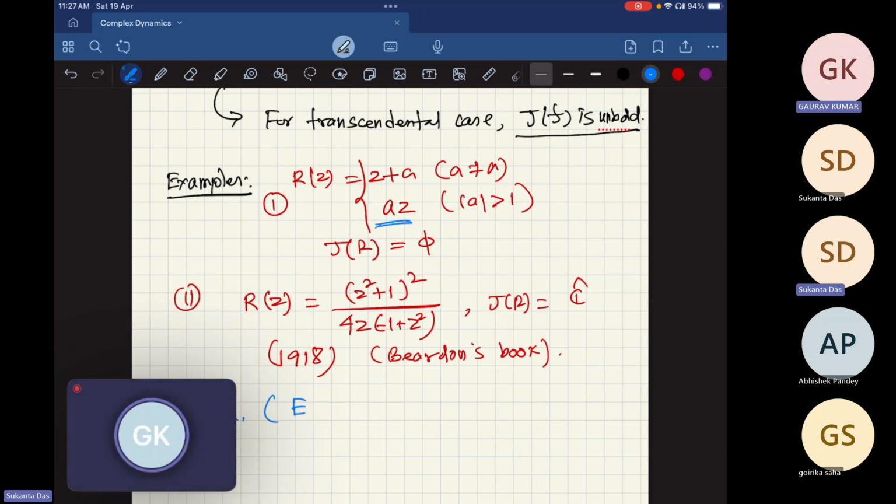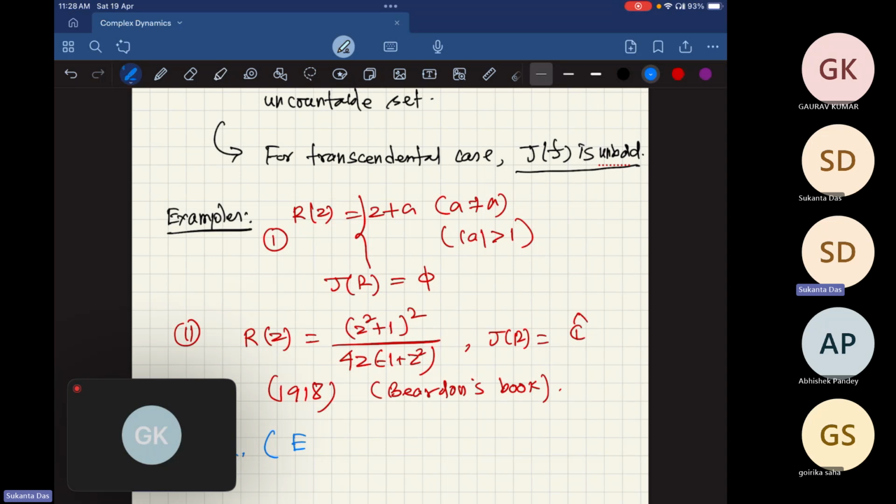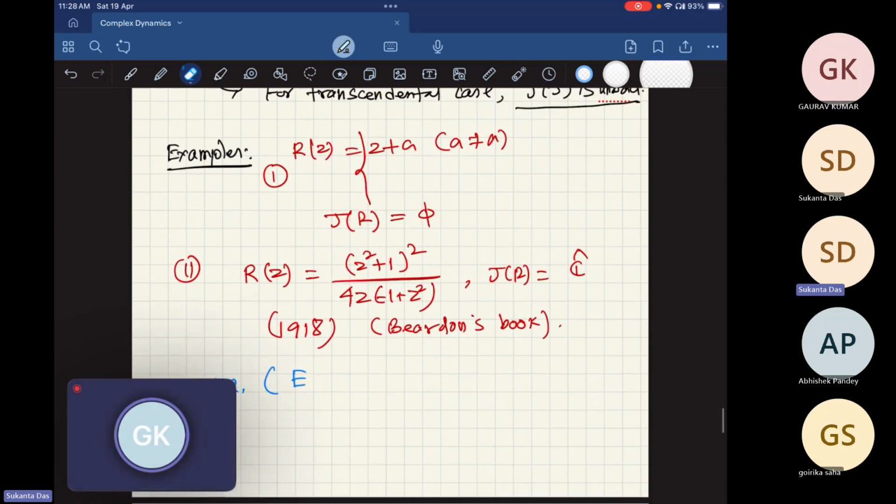Yes, for R of z equals az, zero is a fixed point, and if you take the multiplier, it will be modulus of a, which is greater than one. So it has to be repelling, so it goes to the Julia set. You are correct. This is not the case. So you just remove this example. The first is fine, the translation is fine. Correct. Thank you.